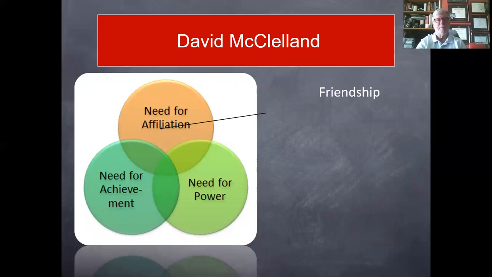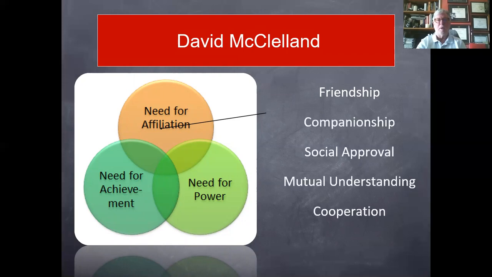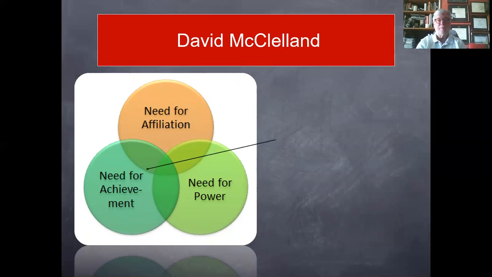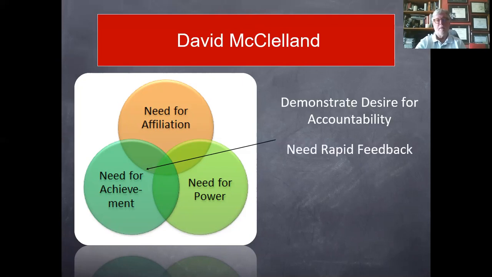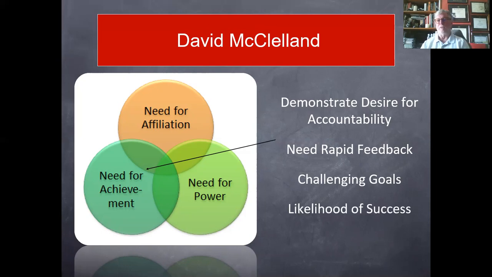Now, on the other hand, what are the categories in McClelland's theory of affiliation? Well, friendship, companionship, social approval, to experience mutual understanding, and cooperation. And then, if you go to achievement, these type of people demonstrate the desire for accountability. They need rapid feedback. Am I doing a good job? Tell me how I'm doing. They need challenging goals, and they want to pursue things if those things have the likelihood of success built into them.